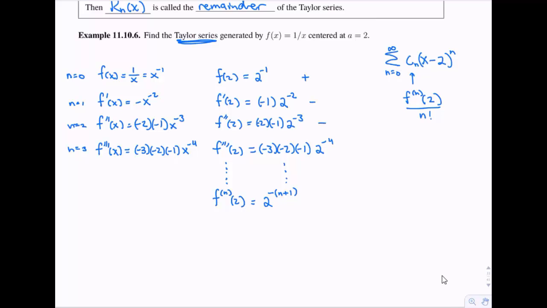And then the next thing is that I see that there's this alternation, right? It goes positive, negative, positive, negative. So in order to get this, I'm going to do a negative 1 to the nth power. And then we can see, first of all, at 0, we would have positive. At 1, we'd have negative. At 2, we'd have positive. At 3, we'd have negative. Perfect.